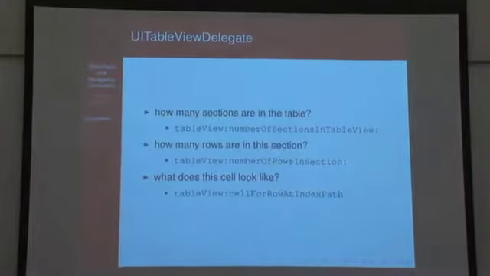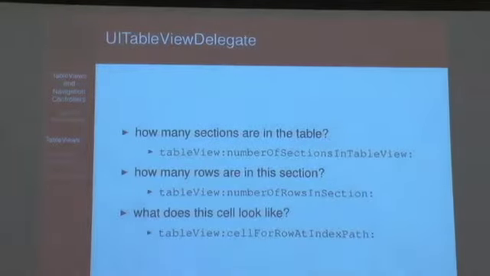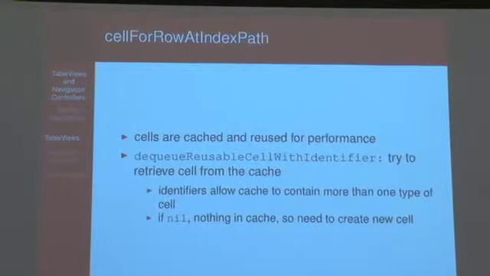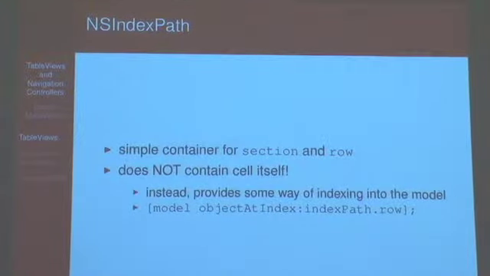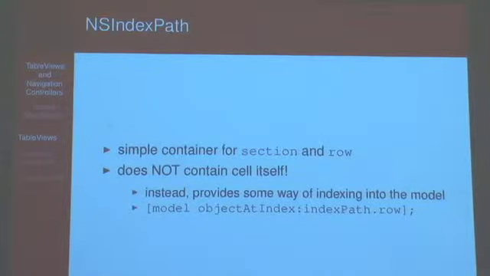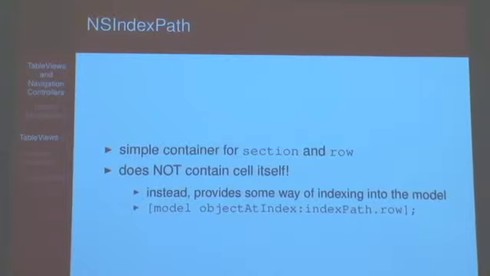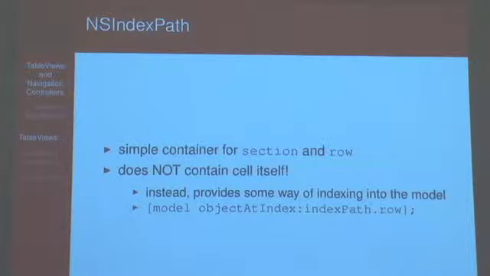So you'll see that the argument for this last method is this thing called an index path. And an index path is a little bit strangely named, and it sounds complicated, but all it really is a container. So basically a struct or an object that doesn't really do anything, but contain two types of data. And that's the section that we're talking about and the row that we're talking about. And these are simply properties of the object.